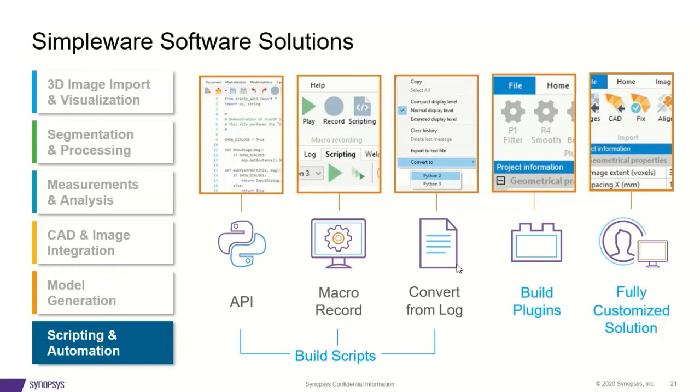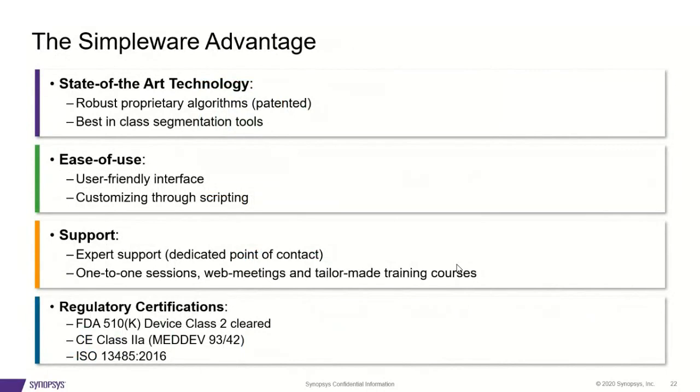So the advantage of Simpleware is that it is state-of-the-art technology, has robust and proprietary algorithms with very good segmentation tools. It's very easy to use, with a user-friendly interface, and it can be customized through scripting. And then our support is top-notch, where we have our application engineers ready to help you and provide support to you and your engineers as you bring the software in and start to deploy it. And we do have some regulatory certifications. So, for example, we have ScanIP Medical, which is FDA 510K cleared, and the CE marking as well of the tool.